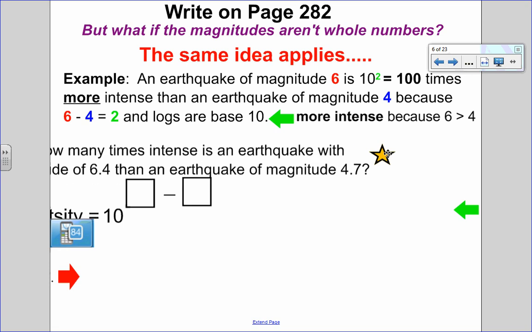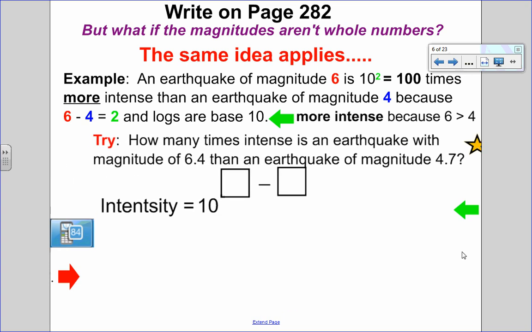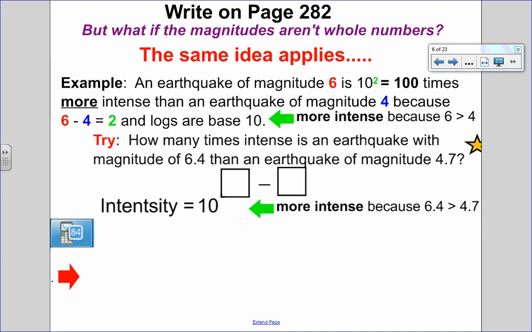Now let's look at another example here. Same idea, but instead of 6 and 4, I had 6.4 and 4.7. How many times more intense is a magnitude of 6.4 compared to 4.7? It is more intense because 6.4 is bigger than 4.7. So I'm going to follow the same idea and subtract. Up here I did that exact same thing: 6 take away 4 is 2. Same thing here, but we're going to do 6.4 take away 4.7 to figure out how many times more intense it is.